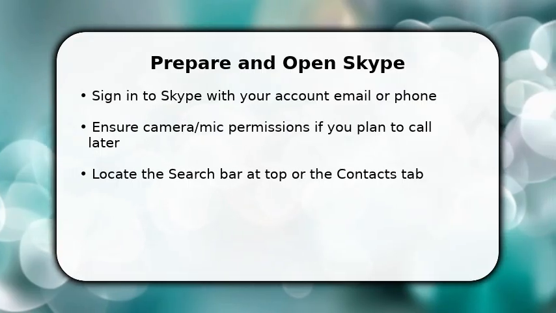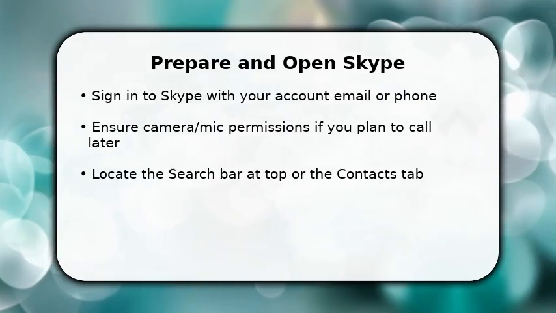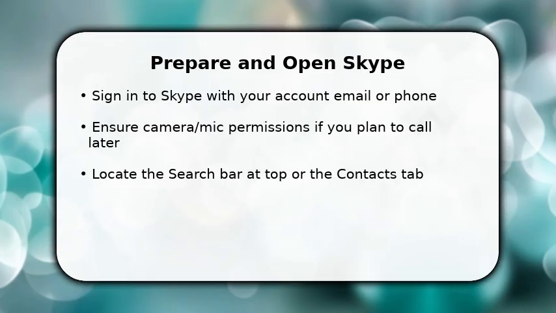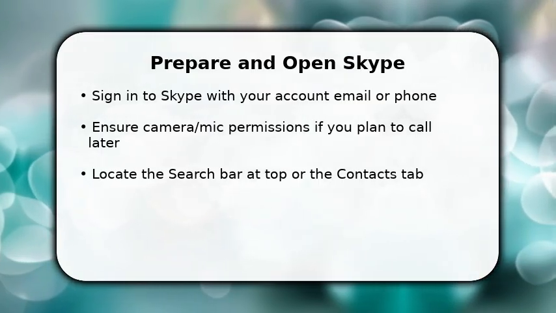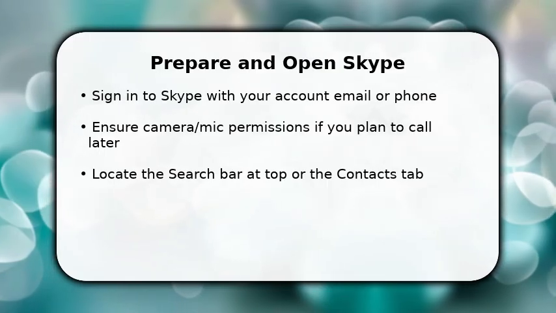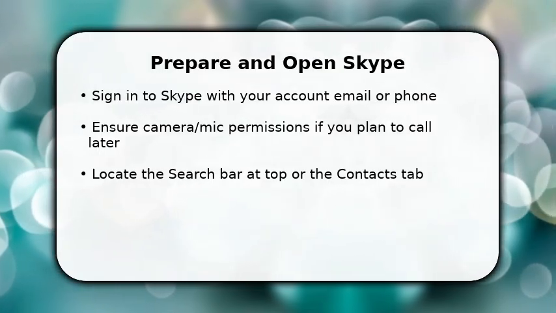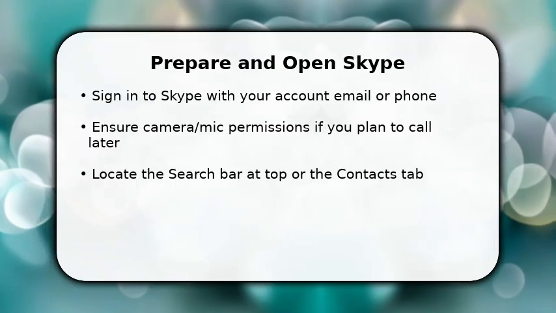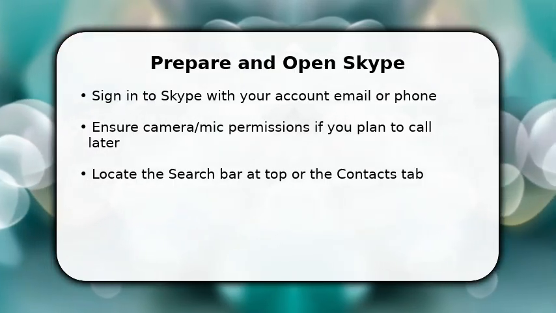Now, click the search field and type the person's name, email, or Skype ID. This narrows results quickly. You do this so Skype can match multiple accounts and show accurate profiles. If you plan a call, verify audio and video permissions now before proceeding to requests.